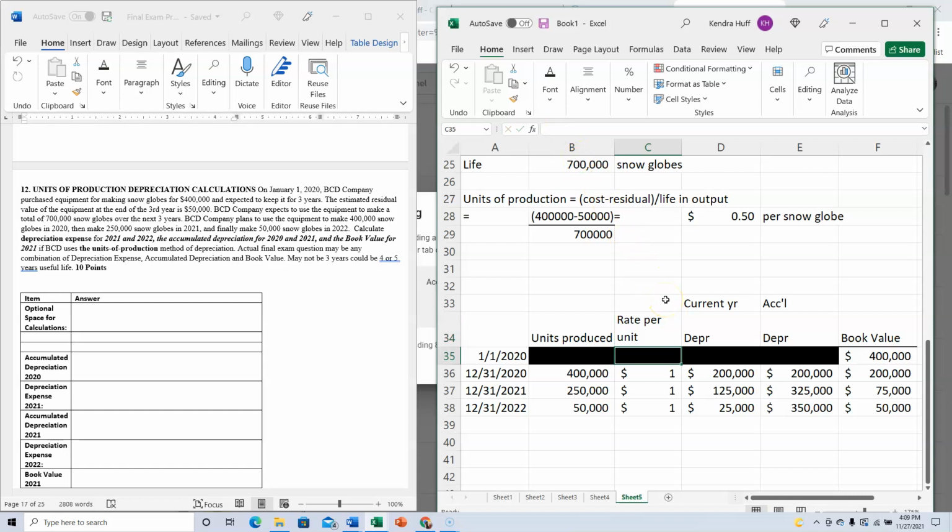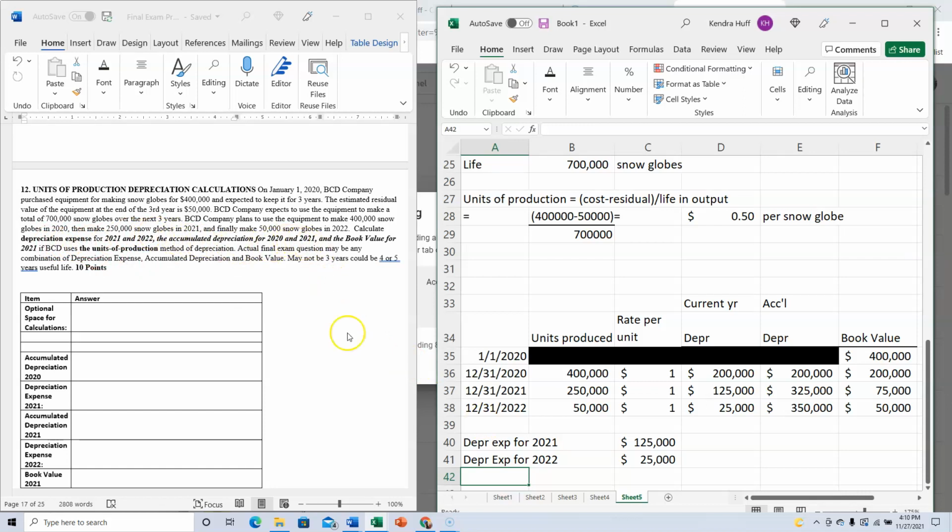Okay, and then let's see what they want. Alright, so calculate depreciation expense for 21 and 22. So that's this right here. Let's see, I'll type it out. Depreciation expense for 2021 is $125,000. Depreciation expense for 2022 is $25,000.